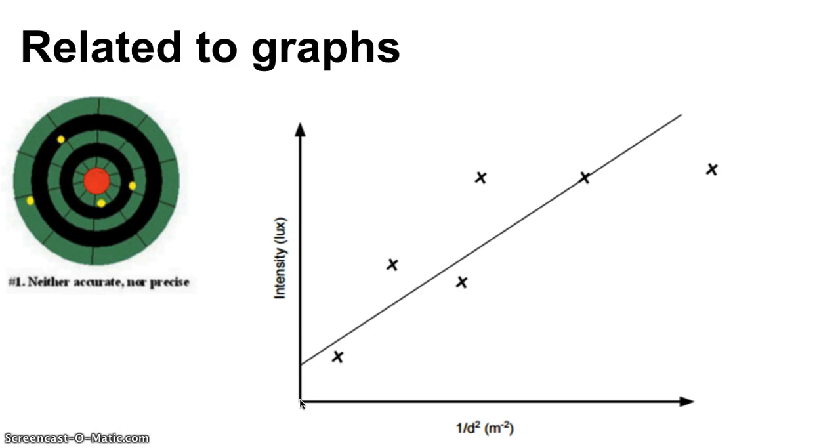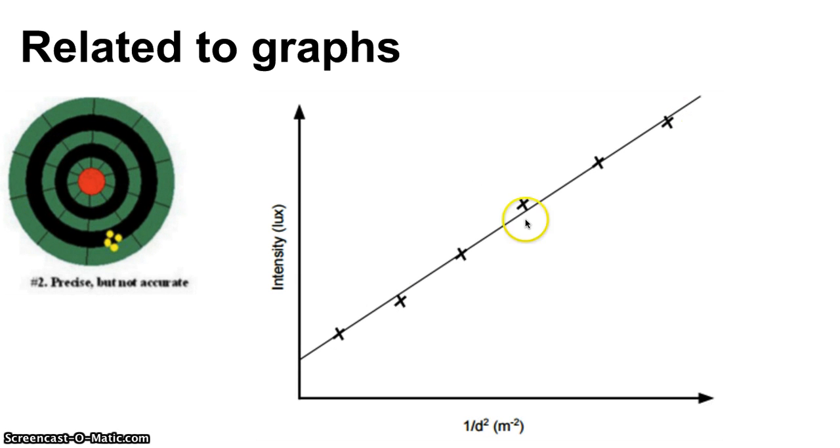So for that reason, because this line of best fit does not go through the origin, the results are not accurate. Also, the points are spread out all over the place. They're not clustered close to the line of best fit, so the results aren't precise. What about this one? Here, once again, the line of best fit doesn't go through the origin, so it's not very accurate, but the points are very close to the line of best fit, so the results are precise.